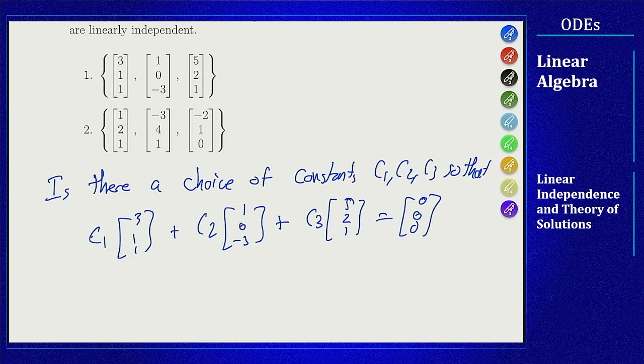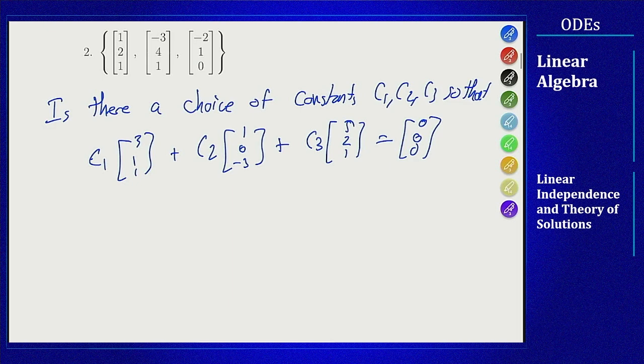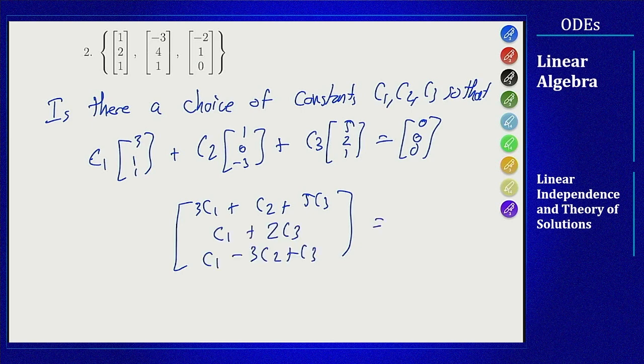Well, I can rearrange a little bit. I can put these together into a sort of single vector expression. That looks something like 3c1 plus c2 plus 5c3, combining all of the first components of every vector here, similar for the second and third, that should equal 0, 0, 0. But what does this look like?